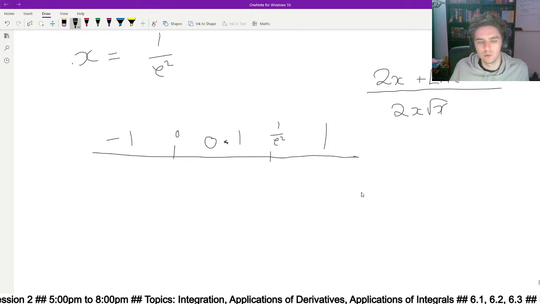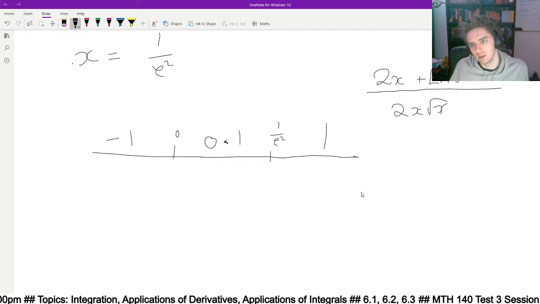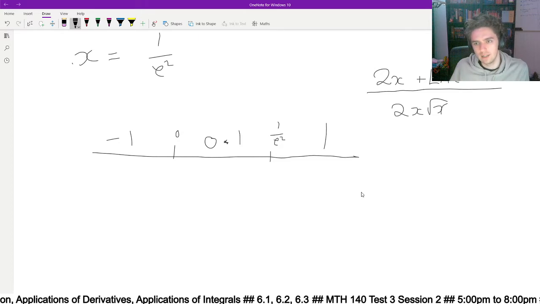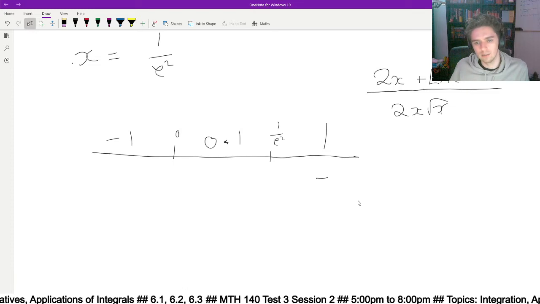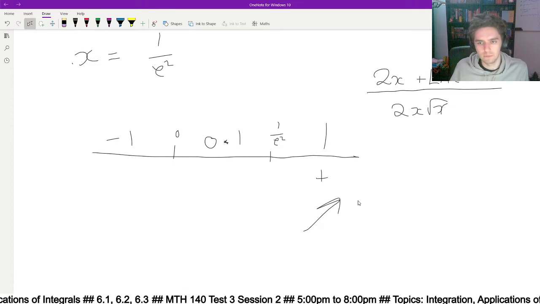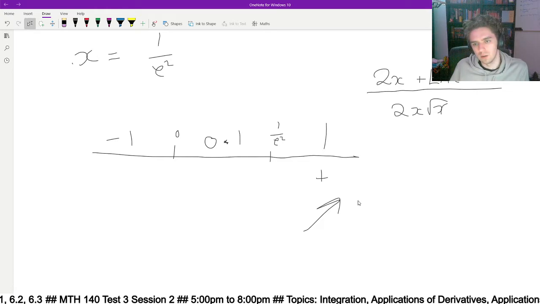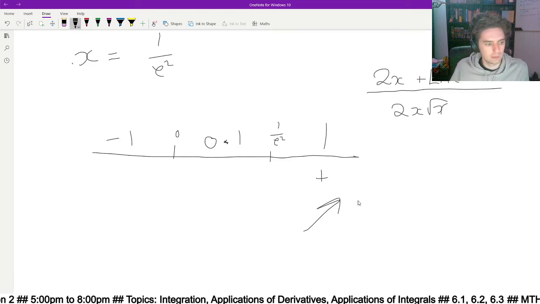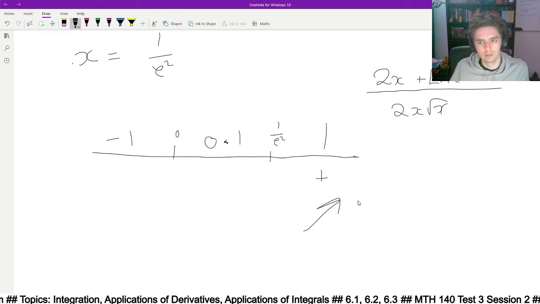Yep, there we go. So at 1, it would be 2 plus ln of 1, which is 0. e to the power of 0 is 1. So it would just be 2 over 2, so it'd be 1. It's positive, so the function's increasing. Then for the negative one, it'd be negative 2 over negative, well, it does not exist there. It wouldn't work.